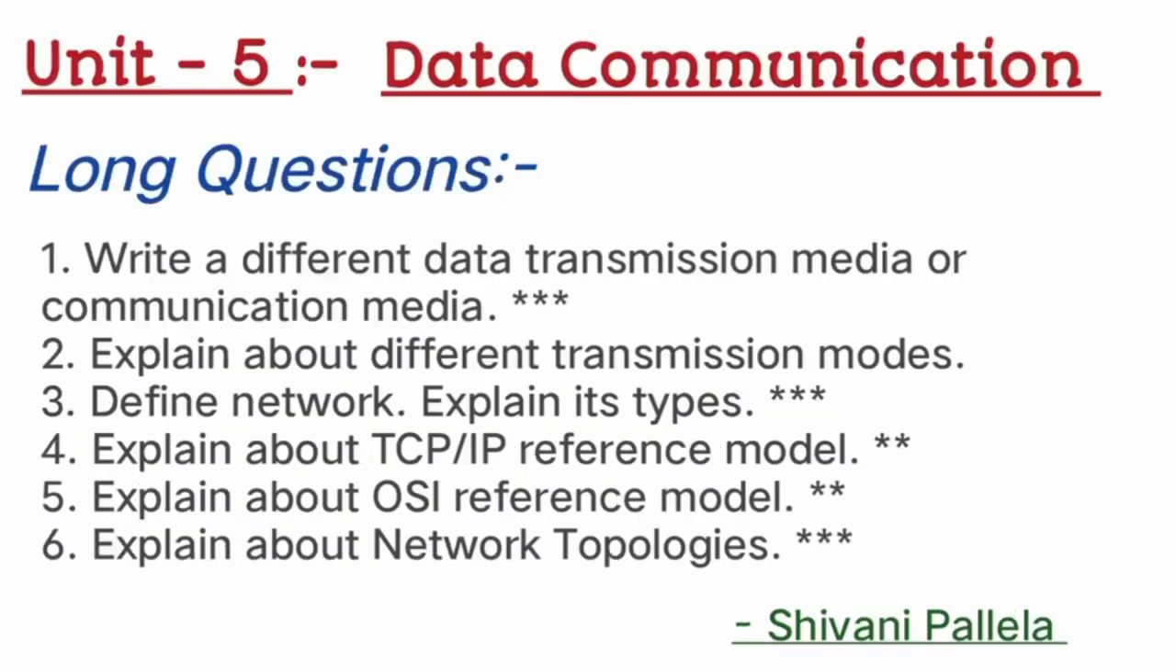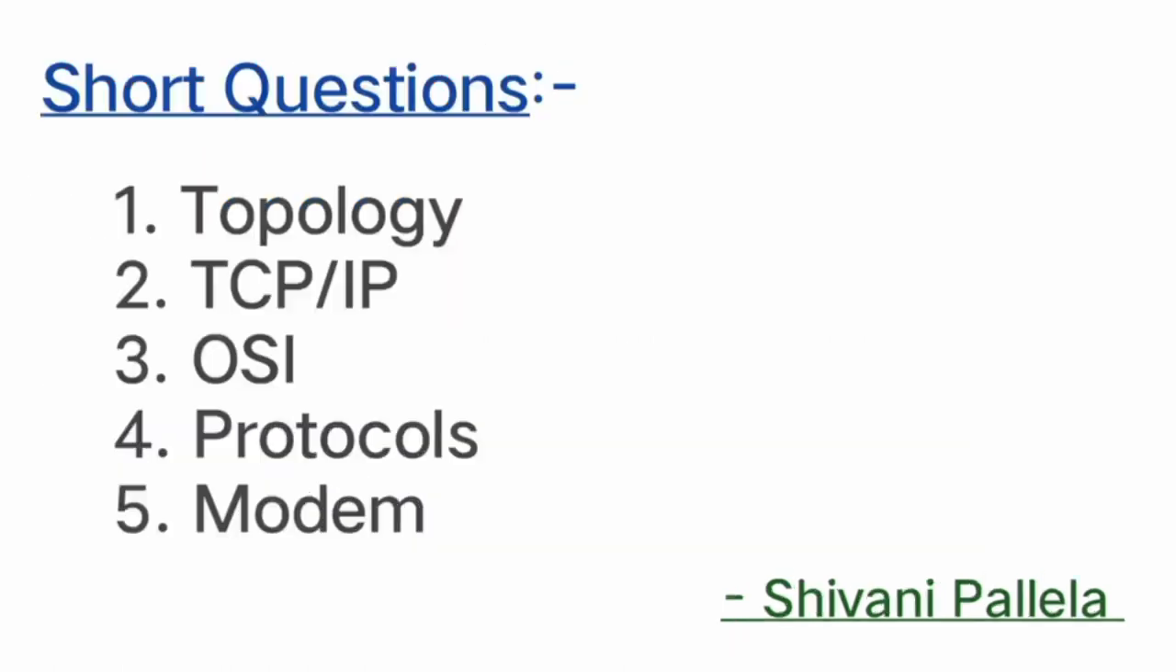Okay, in unit number 5, the first important question is data transmission media, or communication media, which is also known as communication media. The second important question is types of network. The third important question is network topologies. These 3 questions are enough from unit number 5. So this is the list of 5 questions which is useful for short questions: OSI, topology, TCP/IP protocol, modem, this type of thing.